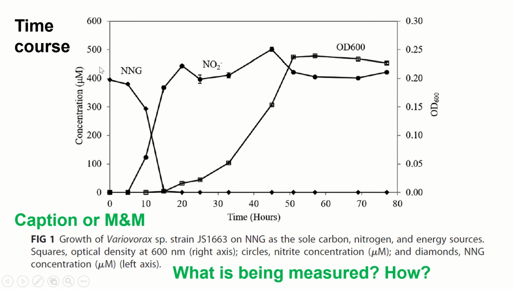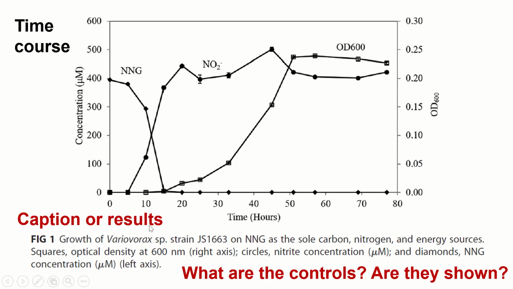NNG is being measured by LCMS or HPLC. Nitrate concentration is being measured by a Griess assay, and OD600, as the name suggests, is being measured by UV-vis absorption spectroscopy.